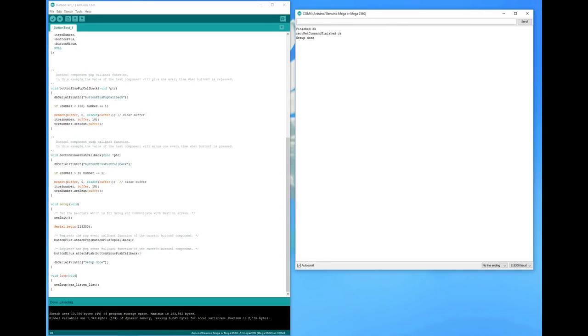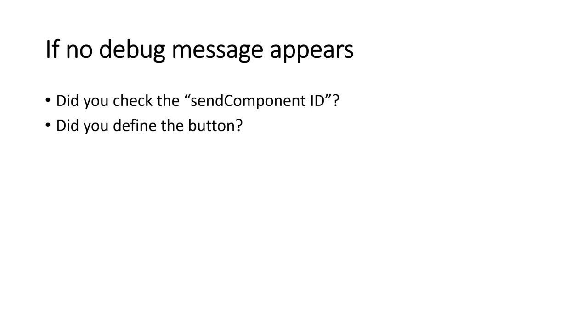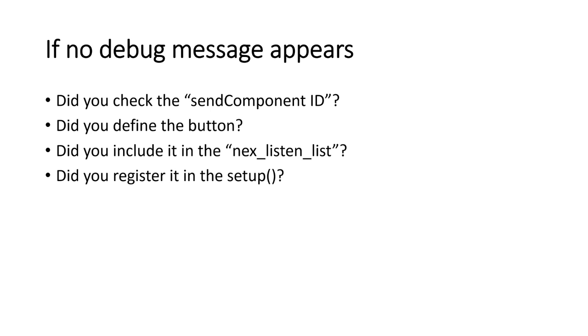In the Serial Monitor, we see also the events and the debug messages. If you press a button and you do not see a message appear, something is wrong. Then check all the steps we just did. Did you check the Send Component ID? Did you define the button? Did you include it in the nextListenList? Did you register it in the setup? Are all names and IDs correct? If everything is correct, it should work. Now we have created our first application with a nice looking user interface.